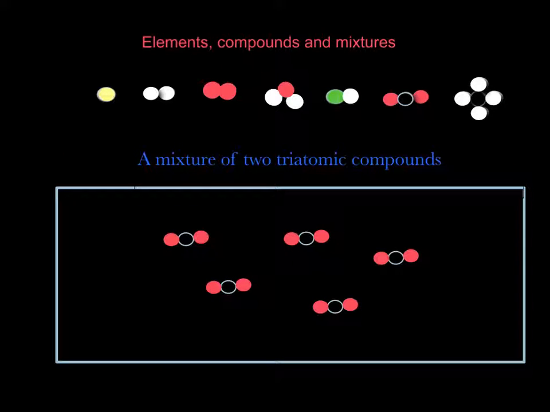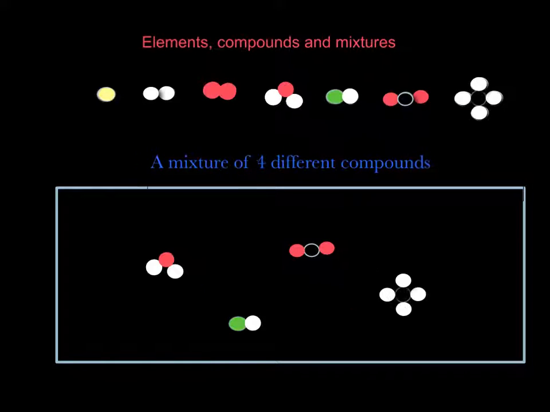This is a mixture of two triatomic compounds because they're compounds and have different elements, and there are three atoms. This is a mixture of four different compounds because all of these have different elements, and there are two or more atoms in all of them.